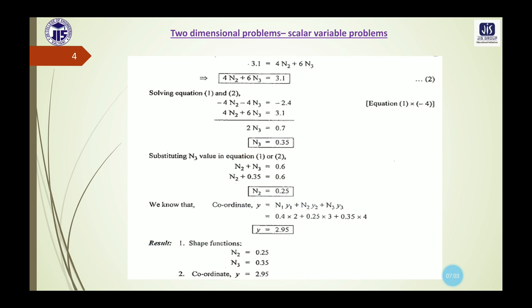So this is the procedure by which we have calculated the value of the shape functions n2 and n3 and the coordinate y. So what we have done here, we have used the relation in between the three shape functions, which are n1 plus n2 plus n3, this is equals to 1. After that we have used the formula to calculate the coordinate x, and based from that we have found one equation in terms of n2 and n3. So from the equation number 1 and 2 we have calculated the value of n2 and n3, and from those values we have calculated the value of coordinate y for the point P, which is inside the triangular element.